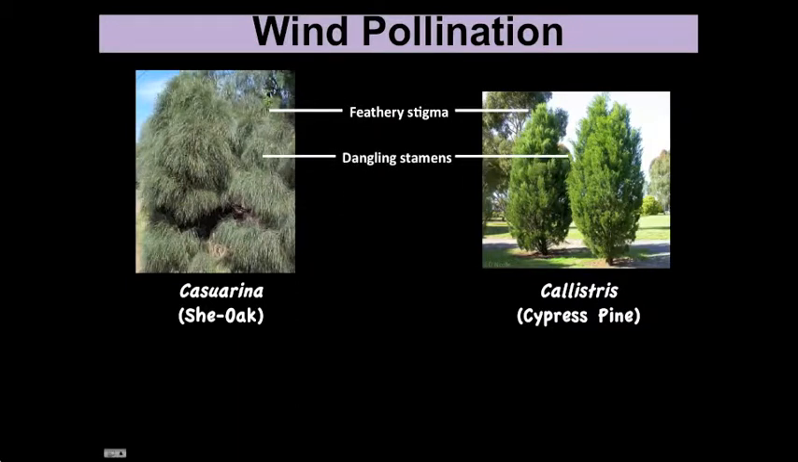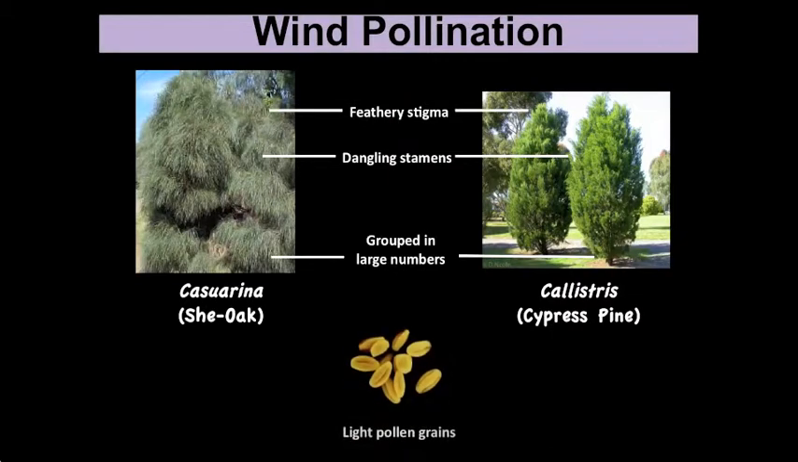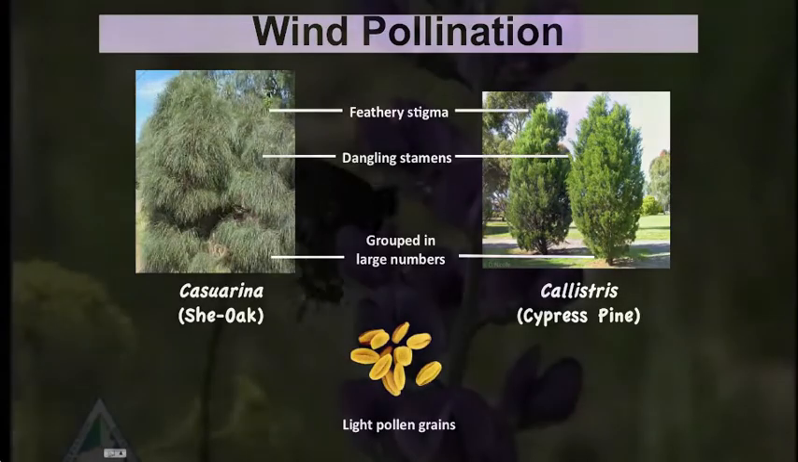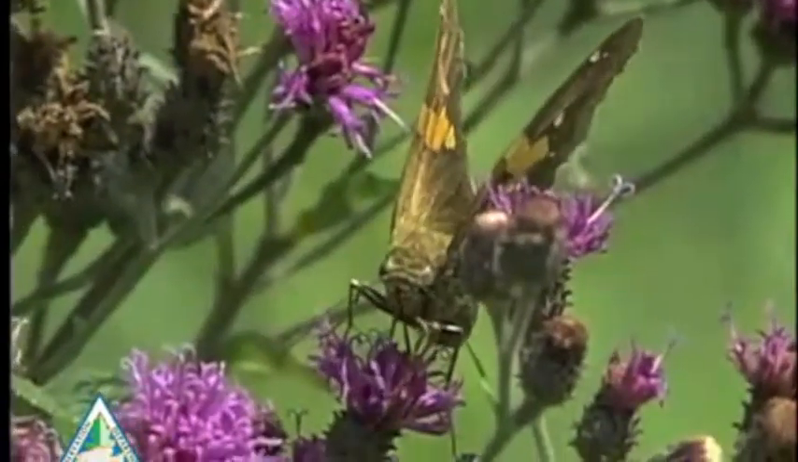Wind-pollinated plants are often grouped in large numbers, minimizing the distance that pollen must travel. They also have very light pollen grains, so that the pollen can easily travel with the wind. Other plants are pollinated by insects, which act as pollen carriers.